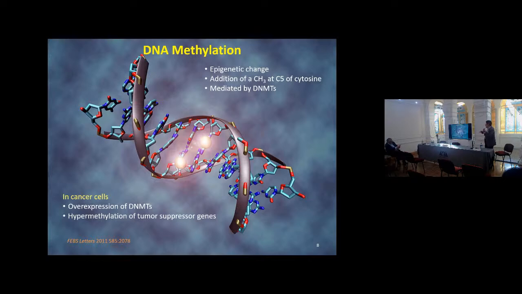Now, as I mentioned, DNA methylation is one of these epigenetic changes. Chemically, it's a very simple process. It's an addition of a methyl group to the carbon number 5 of cytosine residues. And this process, as I mentioned before, is mediated by this family of enzymes, the DNA methyltransferases. In cancer cells, we see an overexpression of these enzymes, in particular a hypermethylation of tumor suppressor genes.